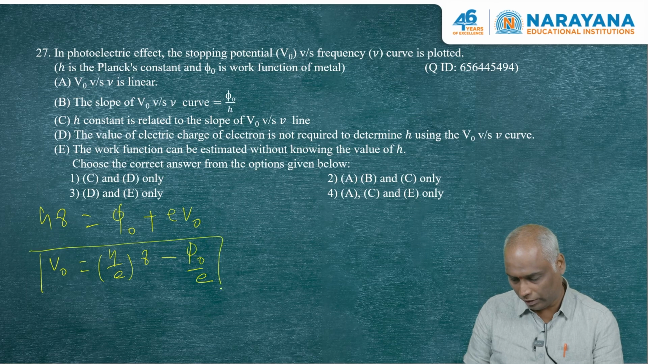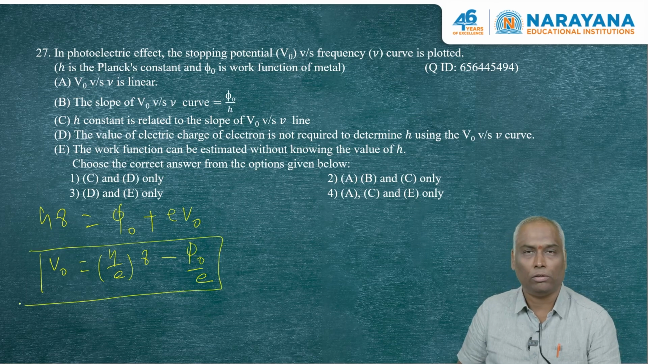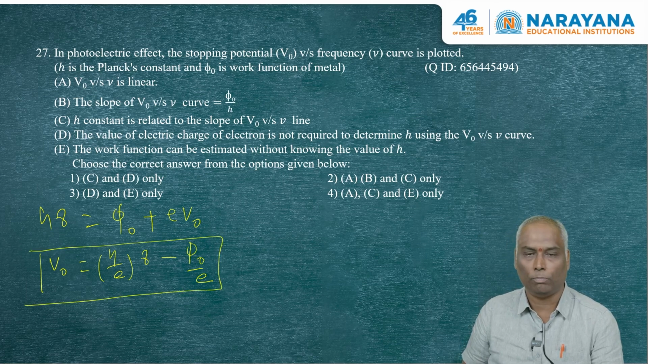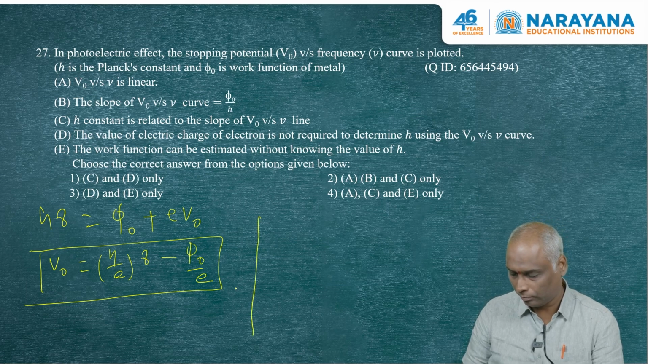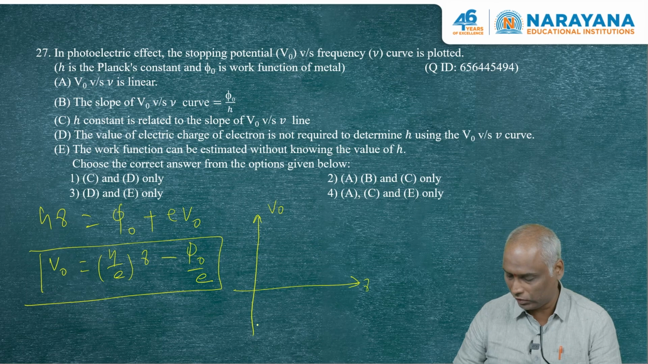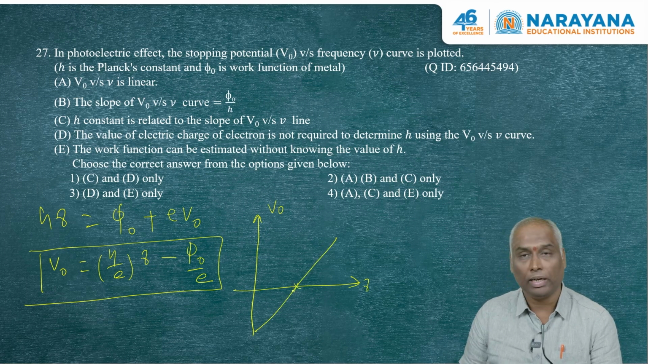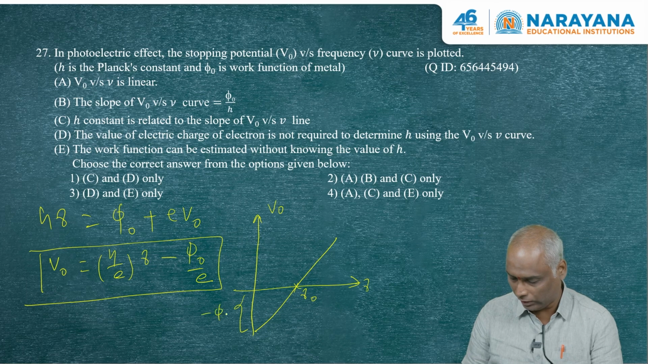If you look at this particular equation, this is in the form of y equals mx plus c. So when we plot the graph here, it's going to be a straight line in this manner. I'm going to take frequency nu on the x-axis and the stopping potential V0 on the y-axis. So the graph is going to be something like this. The point where the line intersects the x-axis is the threshold frequency nu naught. The y-intercept here is equal to minus phi naught divided by E. The slope of this particular graph is equal to h divided by E.